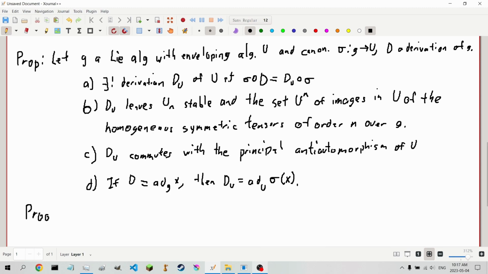So how do we know all of this? We're going to let dt be the extension of D to the tensor algebra of G, which is T. And we saw the proof that this exists and is unique in our previous proposition.